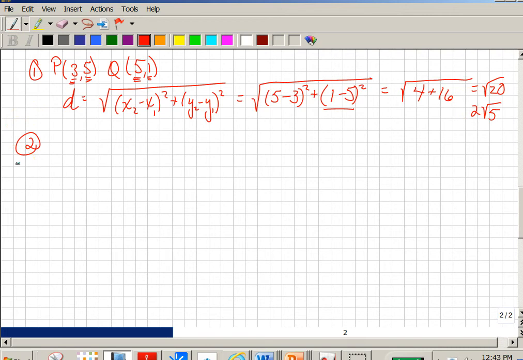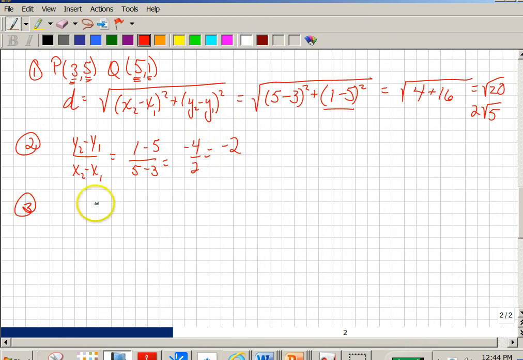Number 2, what is the slope of PQ? Slope is y2 minus y1 over x2 minus x1. Again, just look back at the points. y2 is 1, y1 is 5, x2 is 5, x1 is 3. You get negative 4 over 2, which simplifies to negative 2.